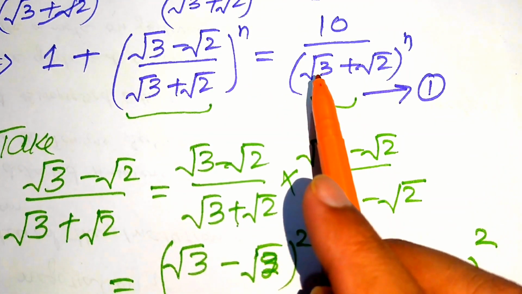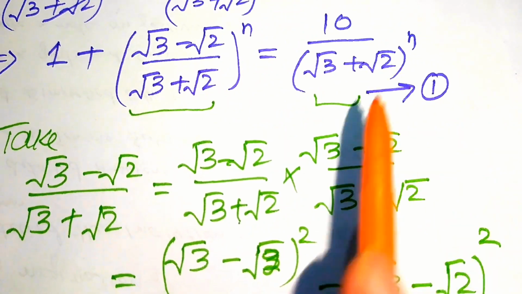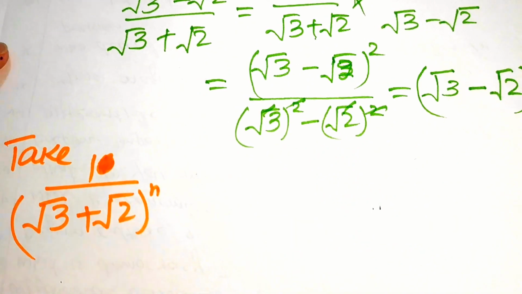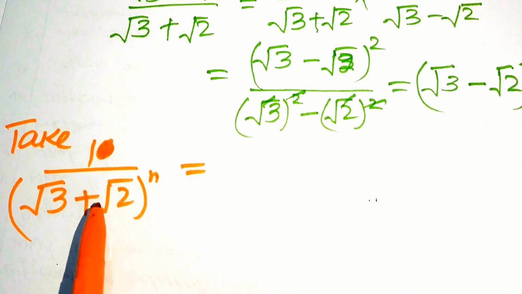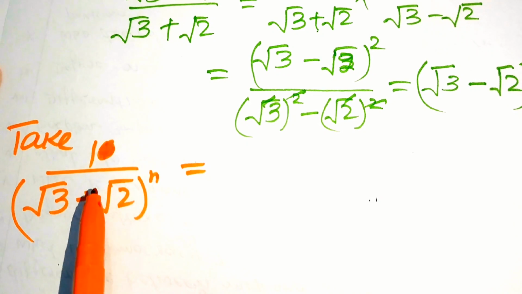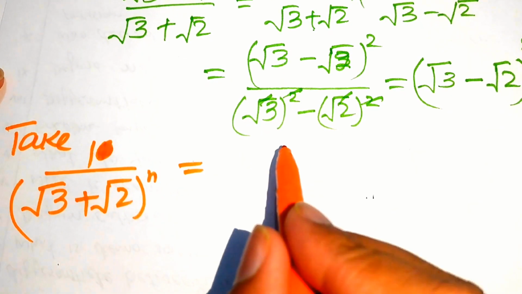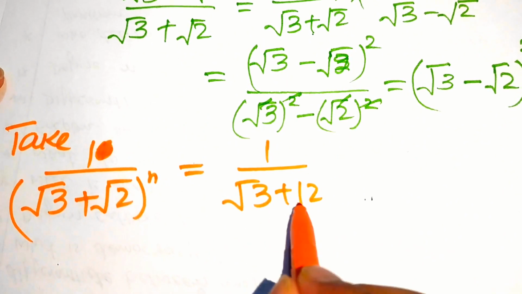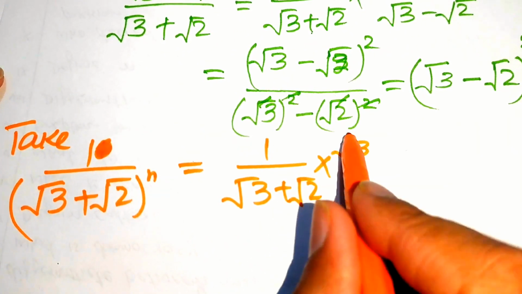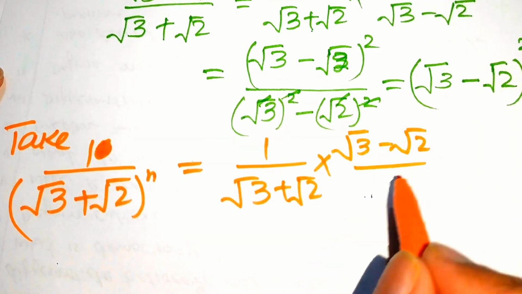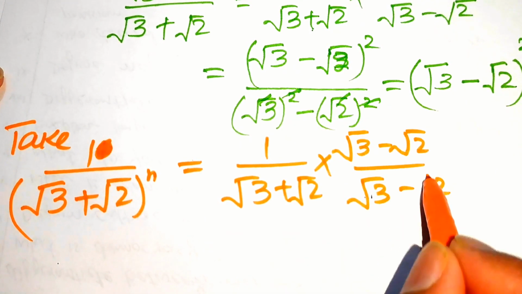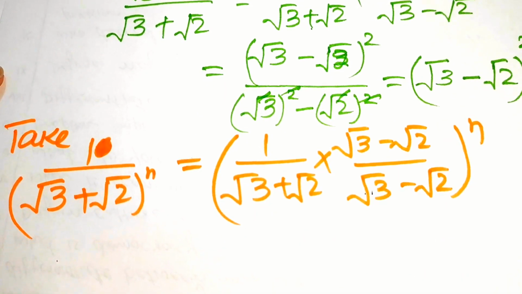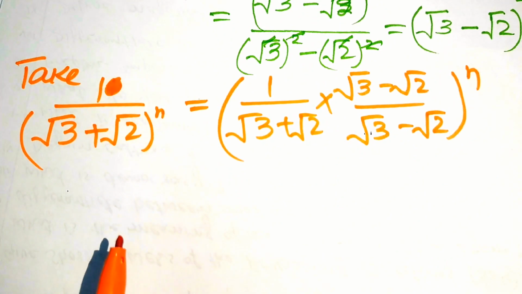Now in the next step we focus on the right hand side, and here we take 1 over (√3 + √2). This is the term in the right hand side, and now we just rationalize the base of this term. So we write it as (1/(√3 + √2) multiplied by (√3 − √2)/(√3 − √2))^n. Now we need more simplifications.